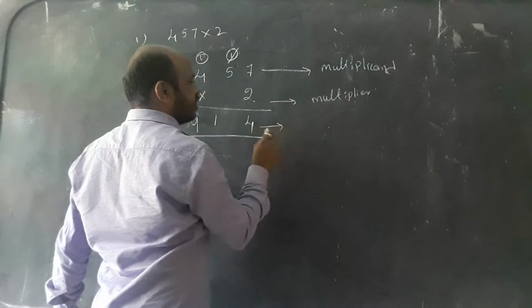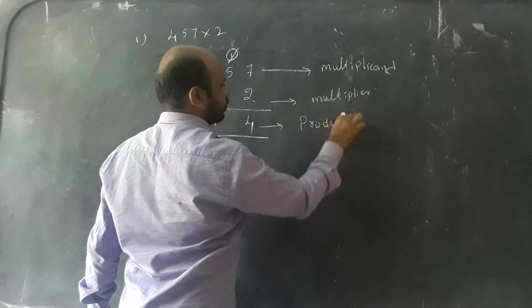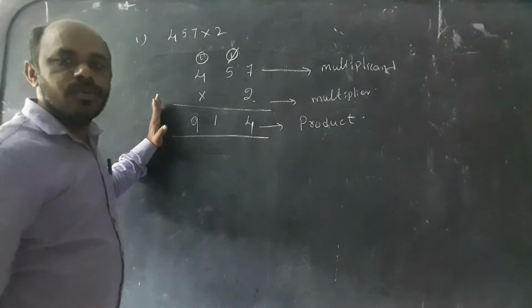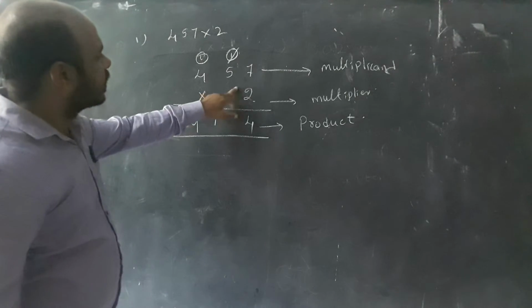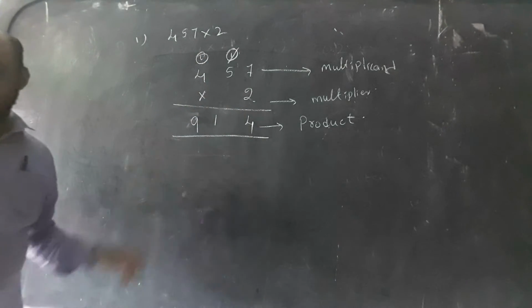Next, the last one we will call is the product. This is the way we have to do multiplication with carrying to the numbers. Isn't it? Next one.